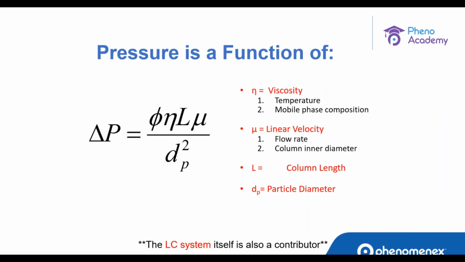This is the formula of HPLC pressure. According to this formula, we can understand the pressure is a function of viscosity, which is related to the column temperature and mobile phase composition, and linear velocity, which is related to the flow rate, column inner diameter, column length, and lastly, the column media particle size. Please also keep in mind the LC system itself is also a contributor to the pressure.